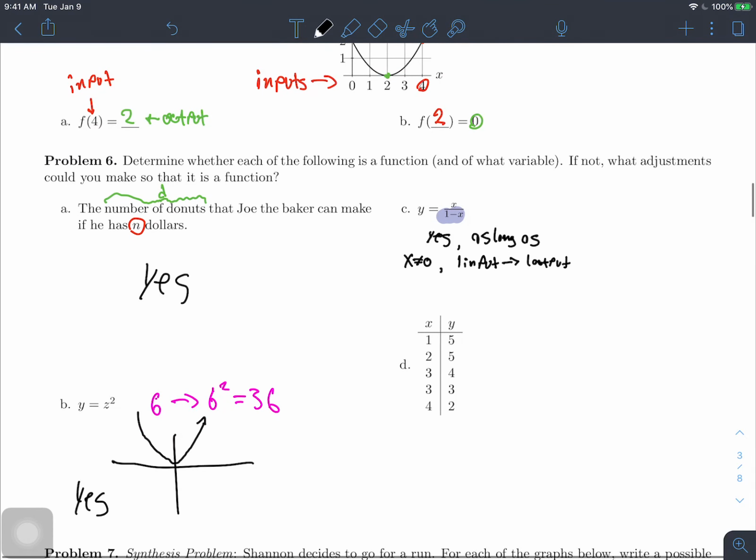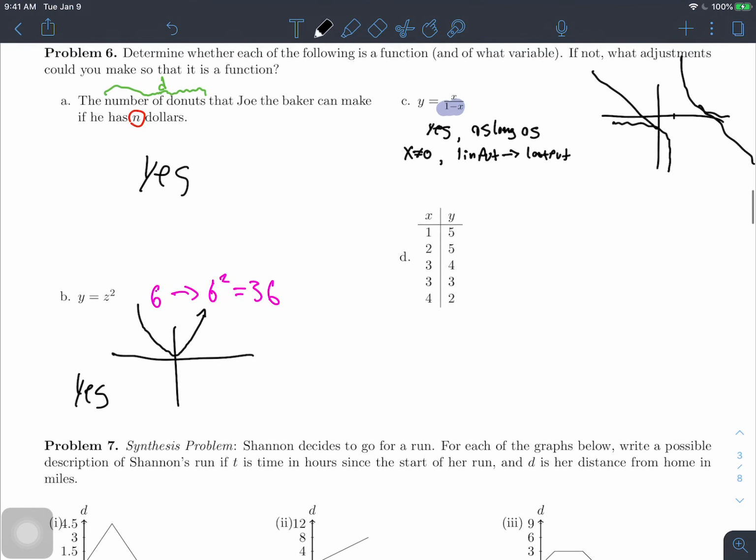We can even graph it. It looks something like, let's see, 1 minus x. It'll look something like this, I think. No, it'll look more like, let's see, if we're negative here, it'll look more like that. And then on this side, it'll go down like this. Something like that.